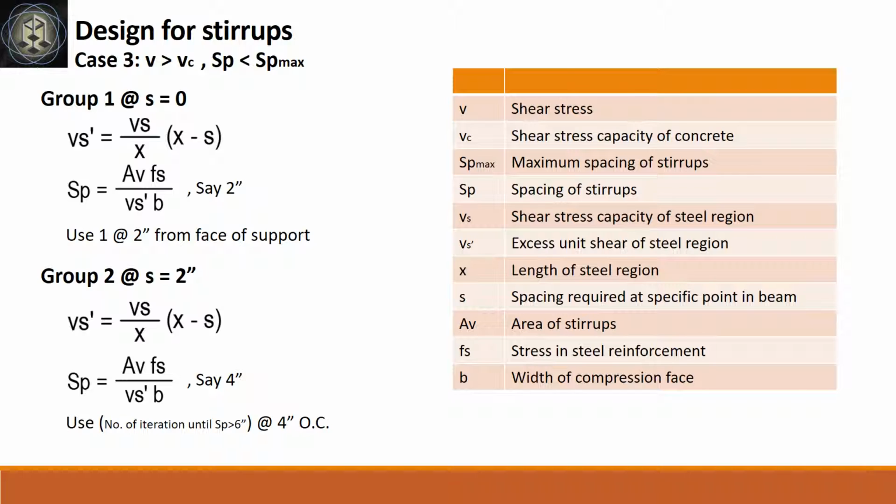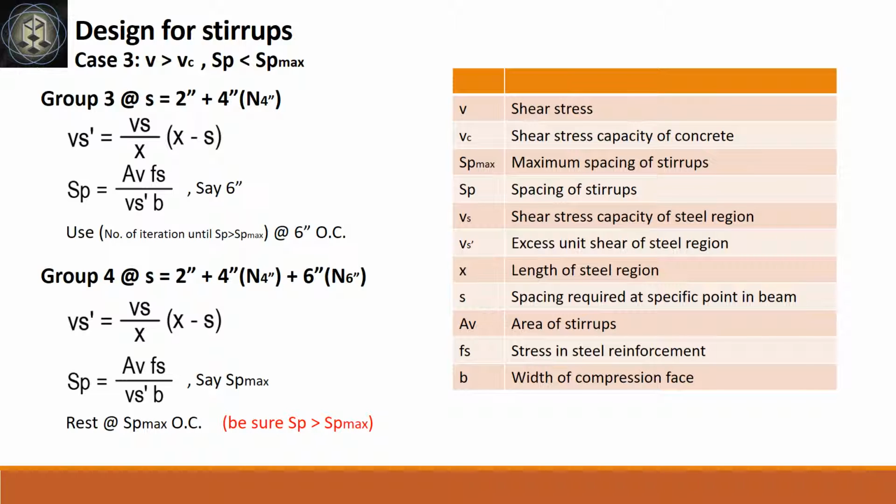When the design shear stress is greater than the shear stress capacity of concrete, and after checking the web stress, the spacing of stirrups is less than the specified maximum stirrup spacing, follow the steps in case 3. Group 1. Use a single 2 inches as initial spacing away from a face of support. Group 2. Iterate the web stress procedure until the spacing of stirrups is greater than or equal to 6 inches. Use that number of iterations for 4 inches spacing.